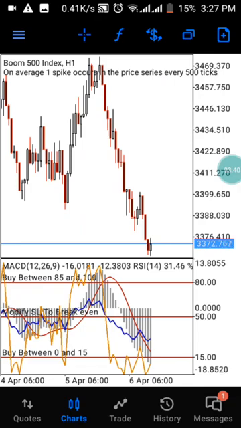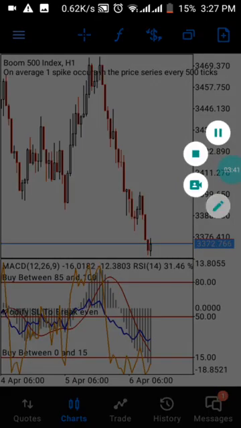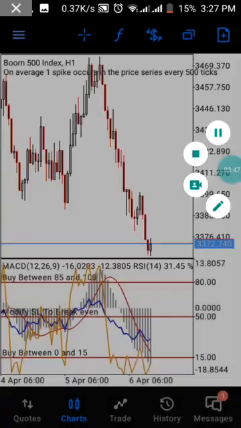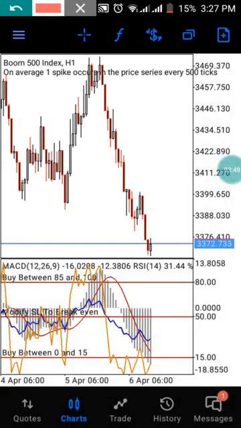As you can see now on my window 1, this is my main chart. On my window 1, I have my MACD there, which is the red color here, and I have the relative strength index, which is my blue color at this level, and I have my Williams range, which is the yellow color at this level.